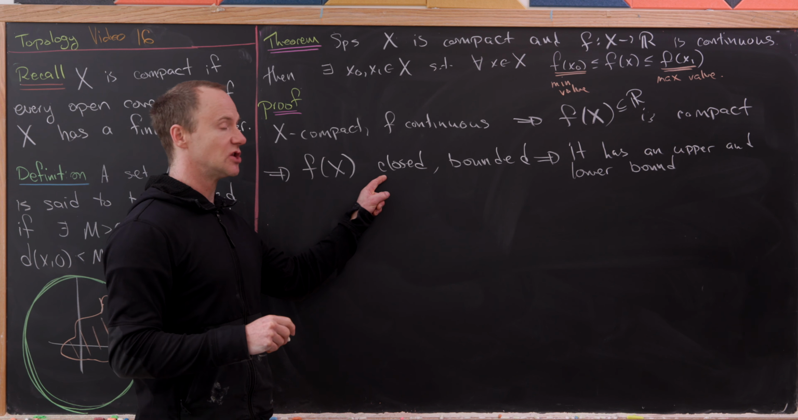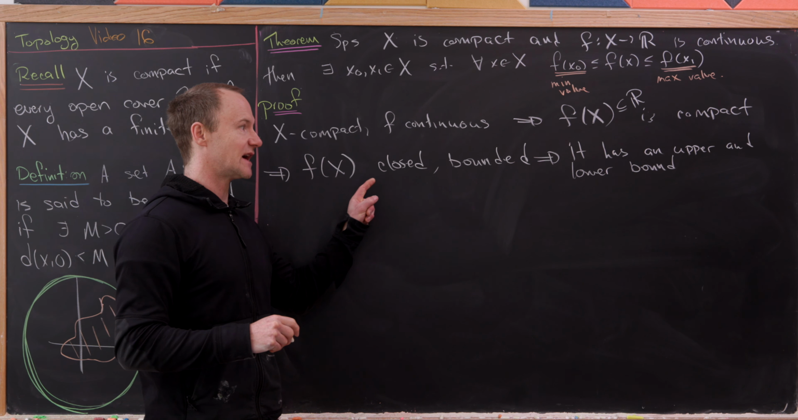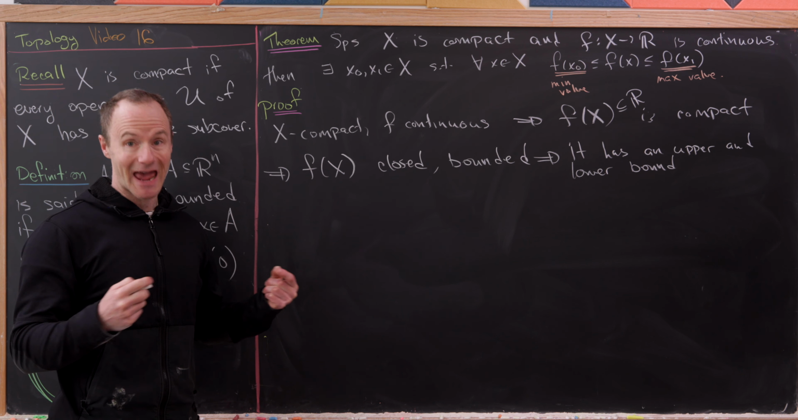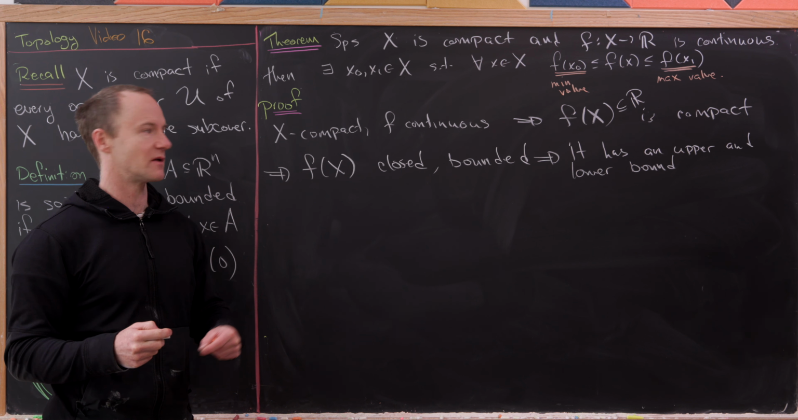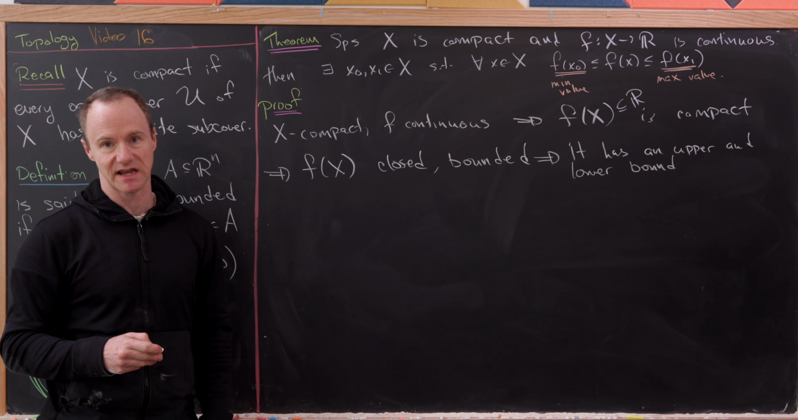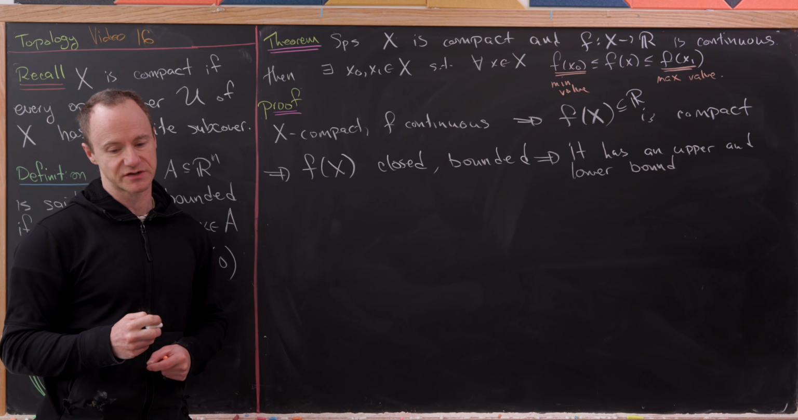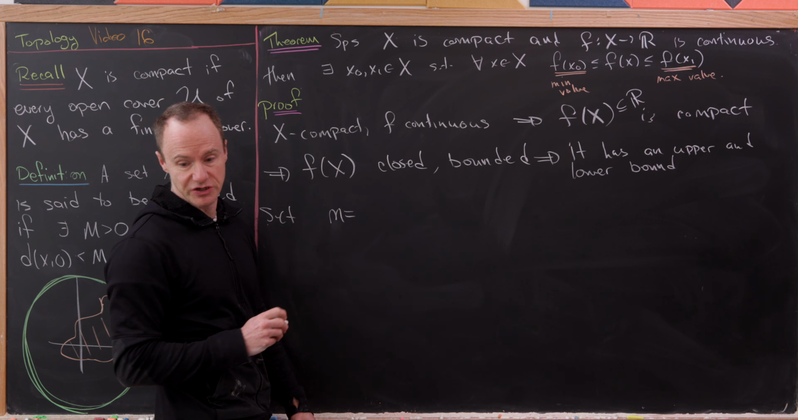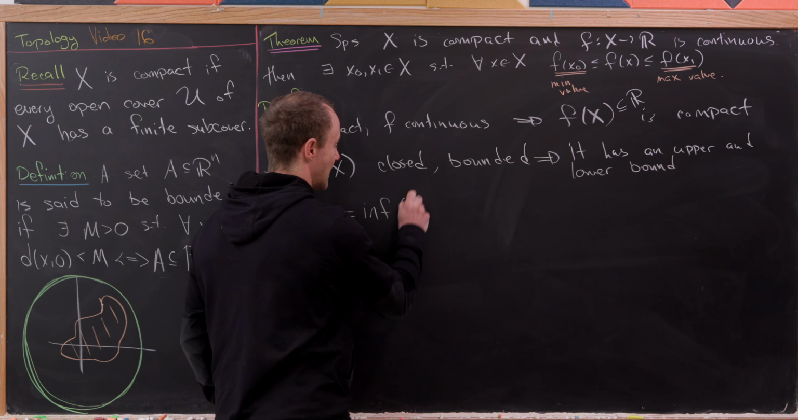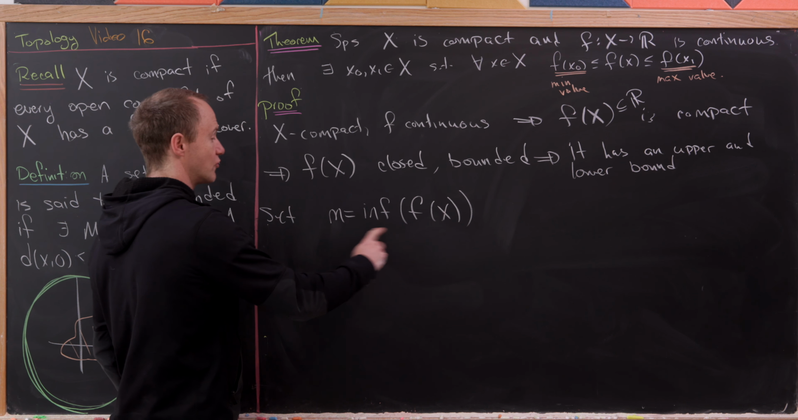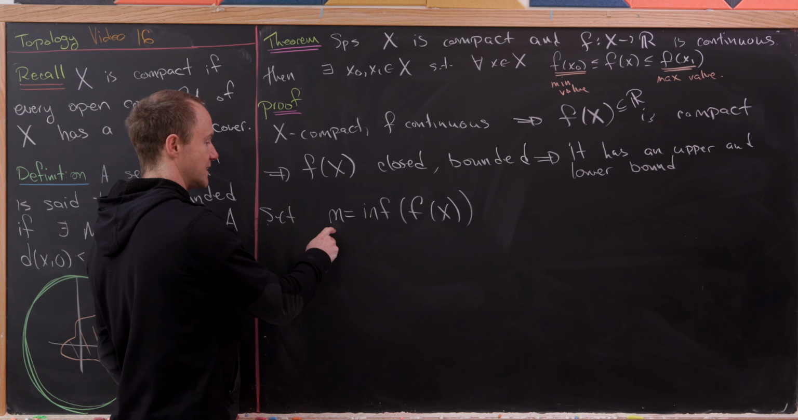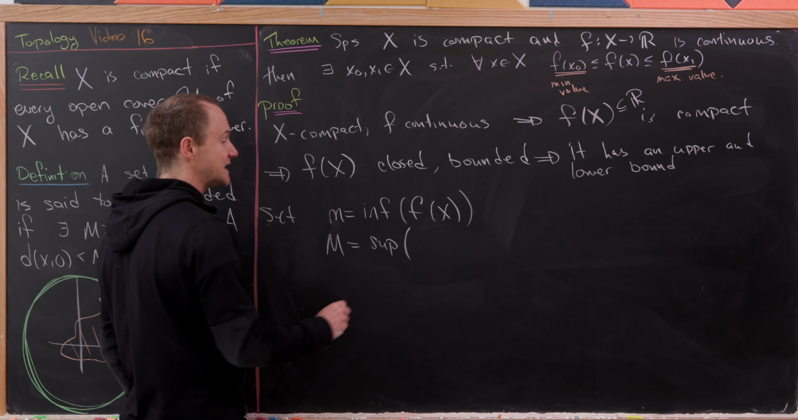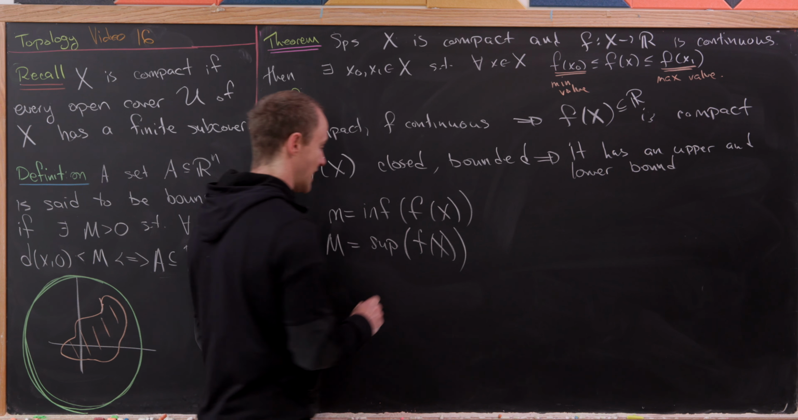But then since we've got a closed set, that set does not just have a greatest lower bound and a least upper bound, but it also contains the greatest lower bound and the least upper bound by the closedness of this set. That was probably in a homework exercise earlier. So let's set m equal to the infimum of f of x. So that would be the greatest lower bound. We'll use lowercase m here. And we'll set capital M equal to the supremum. So that's the least upper bound of our set f of x.